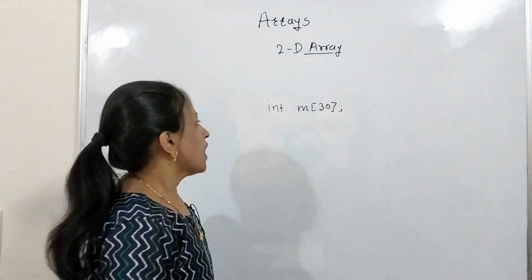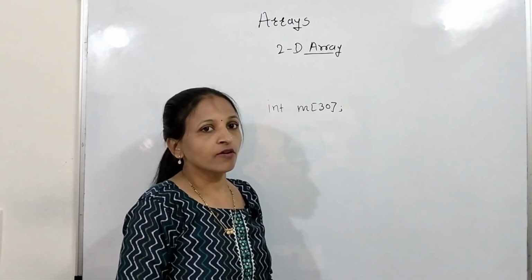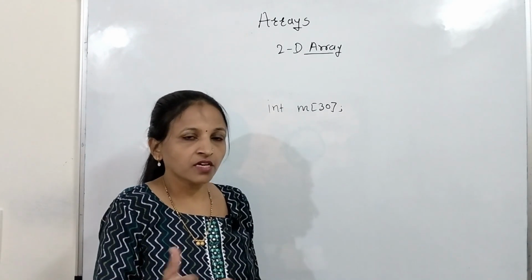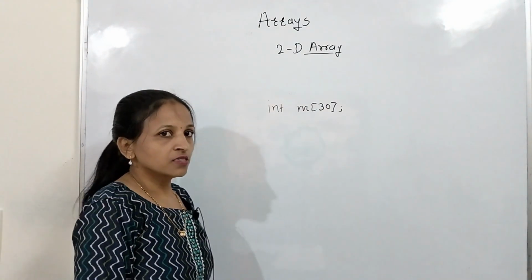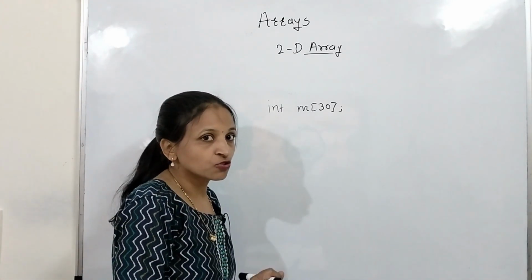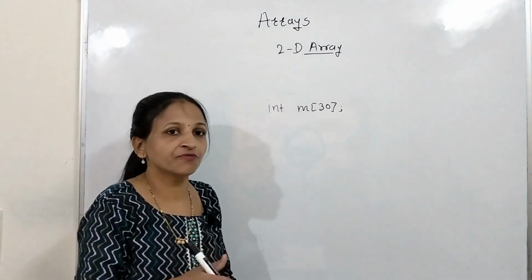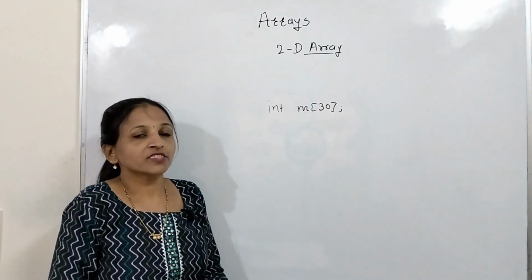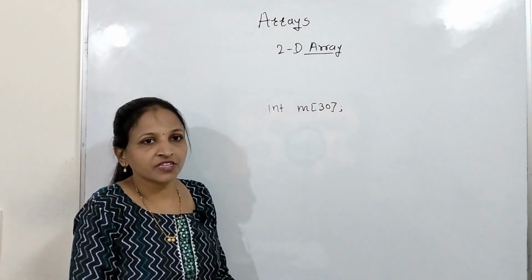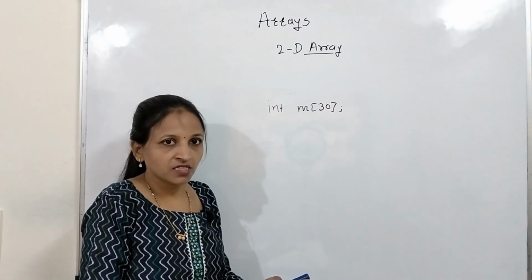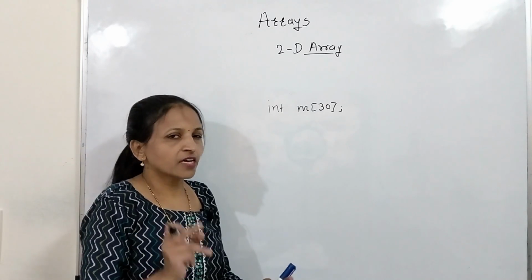Now see, I want to store marks of 5 different subjects of 30 students. Then what should be done here? For one student there are 5 different subjects. For the second student, again there are 5 different subjects. For the third student, again there are 5 different subjects. In that way. Then there are 2 possibilities.